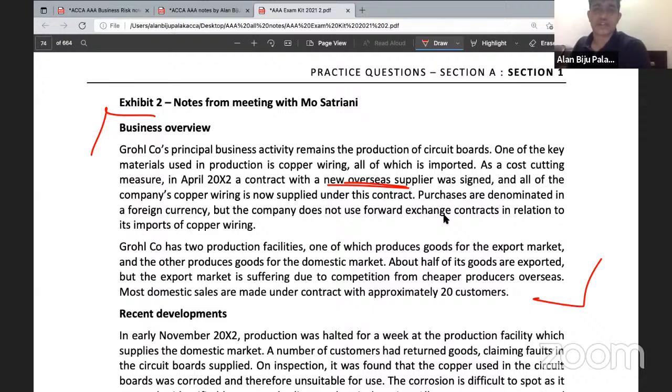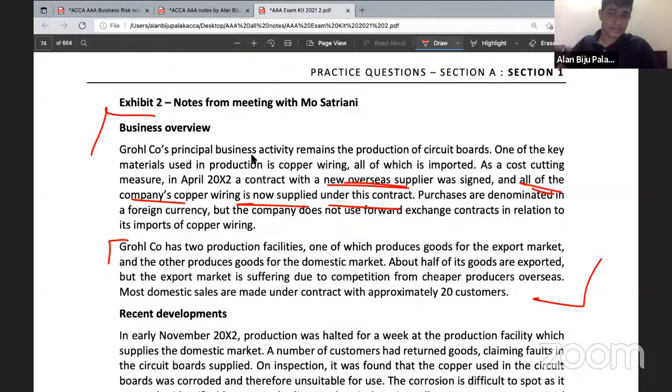So you can combine both points together. As it's mentioned here, all the copper wiring is now supplied under this contract, which means that the company has only a single supplier. So you can merge all these points together and include them within a single set of points. Then, other than this, is there any other issue? Only these two risks. Is there any other risk from this paragraph?